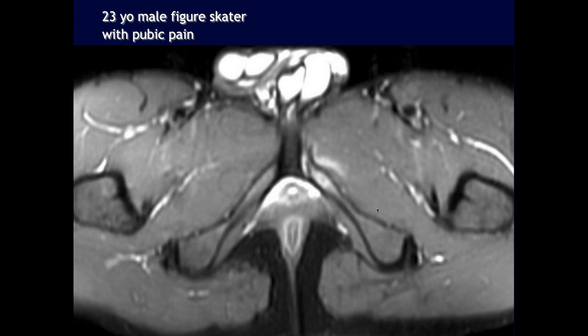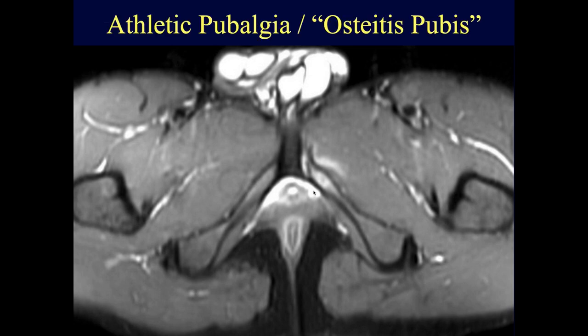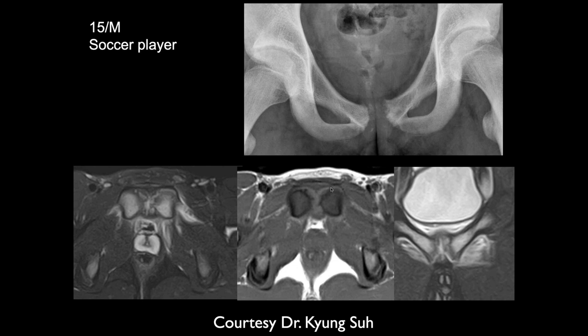All right, so 23-year-old male figure skater with pubic pain. Looking at the left side, we see the inferior pubic rami. It looks like there's a little bit of edema there, and then there's signal within the adductor muscle. So osteitis pubis. So different appearances of athletic pubalgia. Okay, Jennifer.